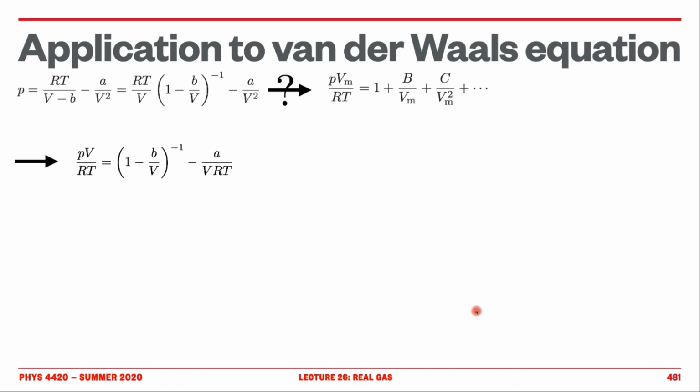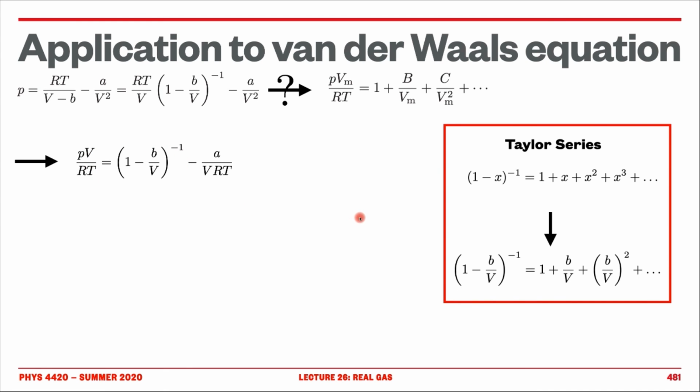And I end up with this equation. Now, we know that in order to do a Taylor series, we're going to have to do a Taylor series of this. So let me remind you of a Taylor series that we use a lot in physics, which is (1 minus x) to the power minus 1, which is simply the geometric series 1 plus x plus x squared and so on. In other words, this term here, (1 minus b over V) to the power minus 1, is very well described by this series, 1 plus b/V plus (b/V) squared and so on and so forth.